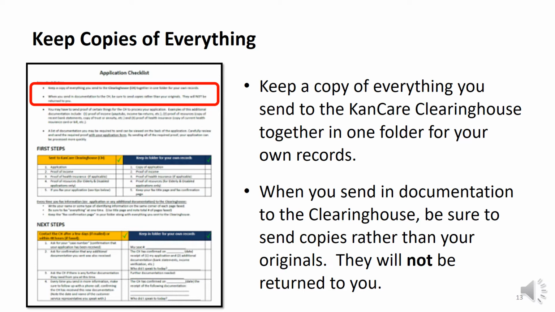So if you've got some receipts that you're sending in to prove your expenses, you don't want to send the originals. If for some reason they never make it to the clearinghouse and the clearinghouse lets you know we never received those, you've got to resend them. If you've lost your originals, you've got to go back and get new receipts made. So not something you want to have to do. Also, we'd recommend making a copy of the KanCare application. So if for some reason that didn't make it to the clearinghouse, you would have a copy and you could just resend that copy rather than having to start all over again.